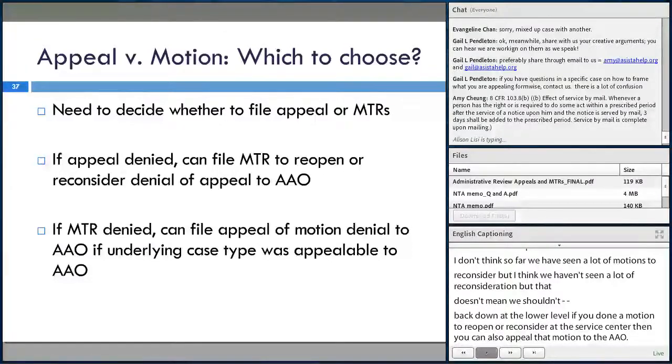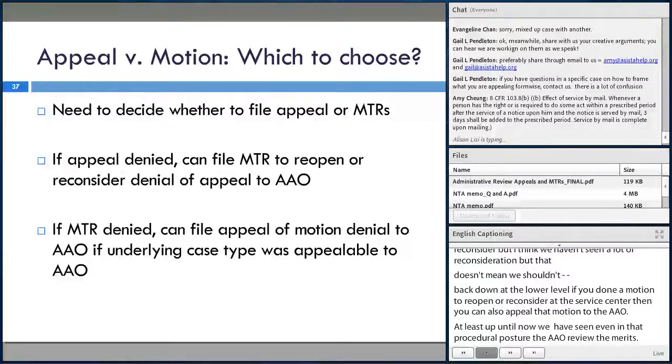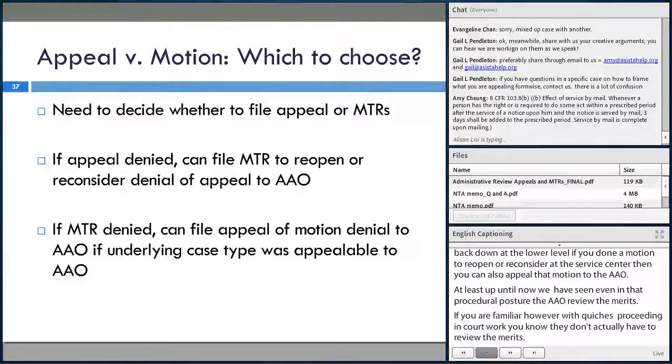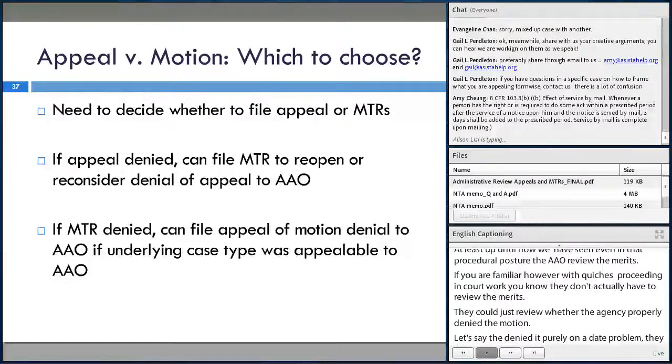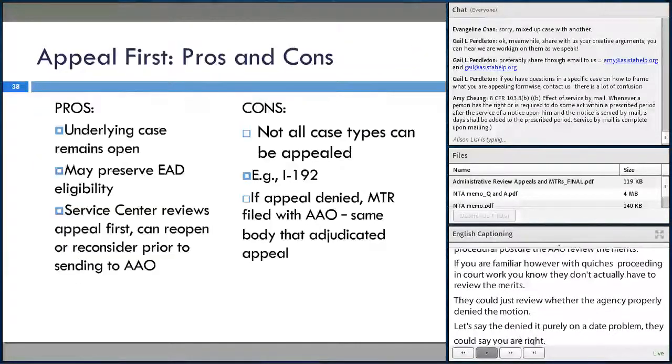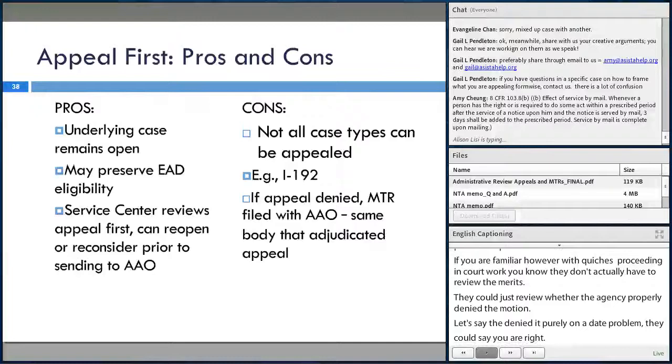If you're familiar, however, with cases and proceedings and federal court work, you know that they don't actually have to review the merits. They could just review whether the agency properly denied the motion to reopen or reconsider. So let's say they deny it purely on a date problem. They could just say, yeah, you're right, you didn't file it on time, bye. So it's really important to think about that when you're thinking about doing your motions to reopen and reconsider and the appeals. Let's see. So pros and cons.